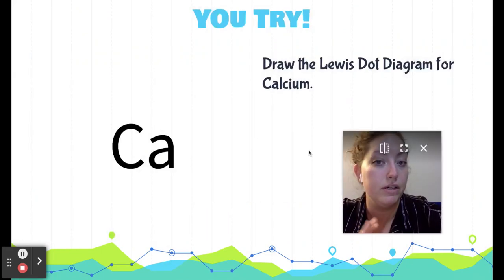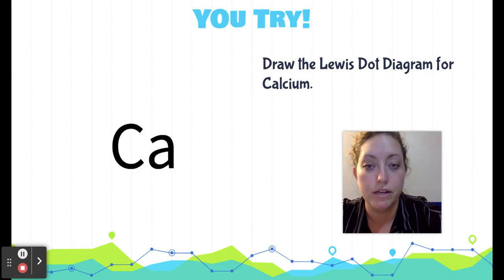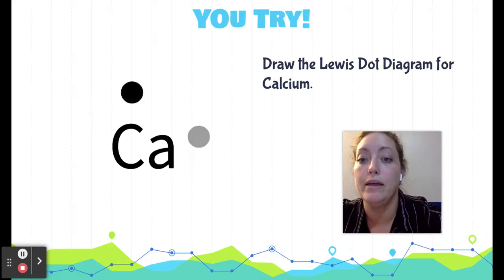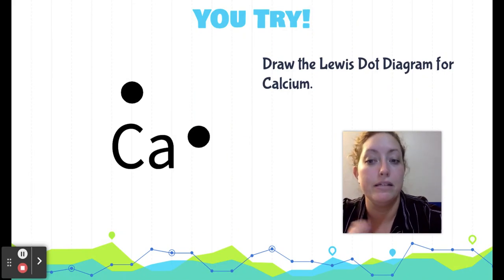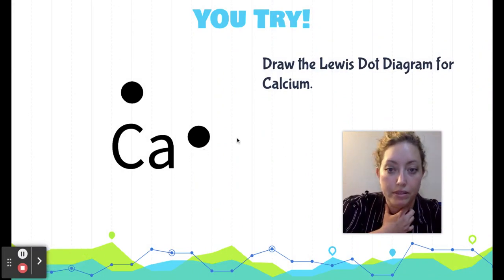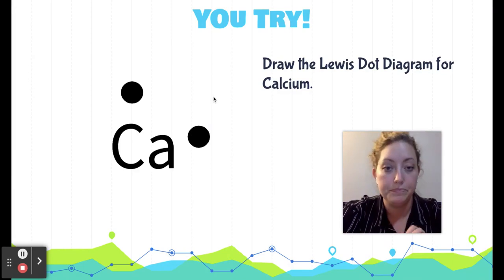You guys could pause me for a second if you want to try this on your own. I'm just going to talk about it though. So calcium, you would figure out how many valence shell electrons it has, and you would start drawing them in. It only has 2. It's in group 2. You're going to place them here because ideally it's probably going to be bonding with another one in either direction here.